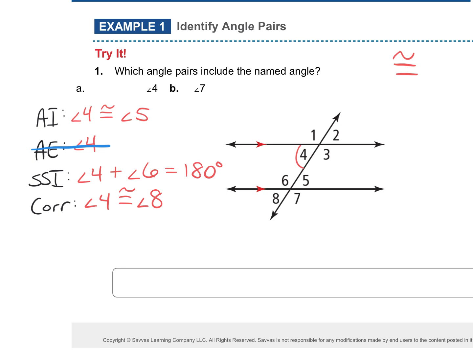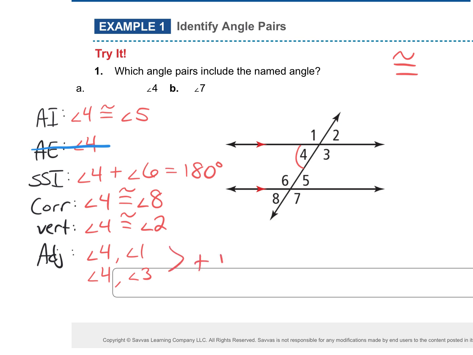Yep. I know they weren't one of our 4, but what about vertical angles? What's vertical to angle 4? 2. And what do we know about vertical angles? Congruent. And then the other one we said was adjacent. What is adjacent to angle 4? 1 is adjacent. And what else? And 3 are adjacent. What do we know about those? Are they congruent or do they add up to 180? Add up to 180. Yep. Awesome. Go ahead and do that same process for angle 7. Your letter B.